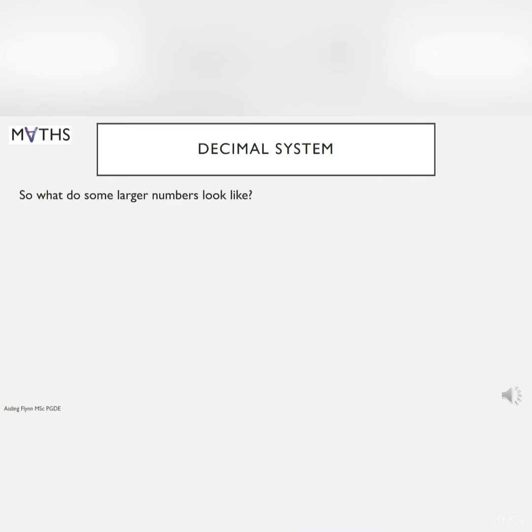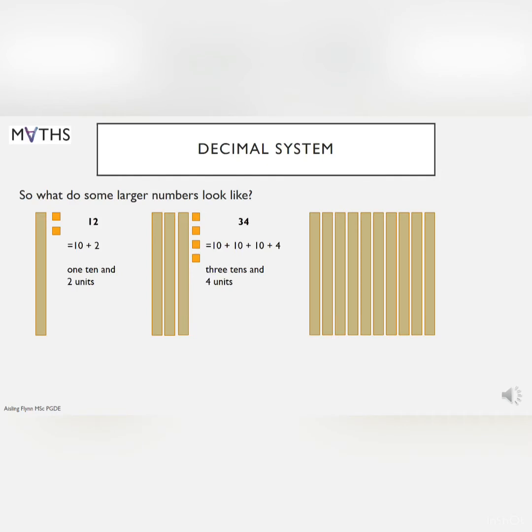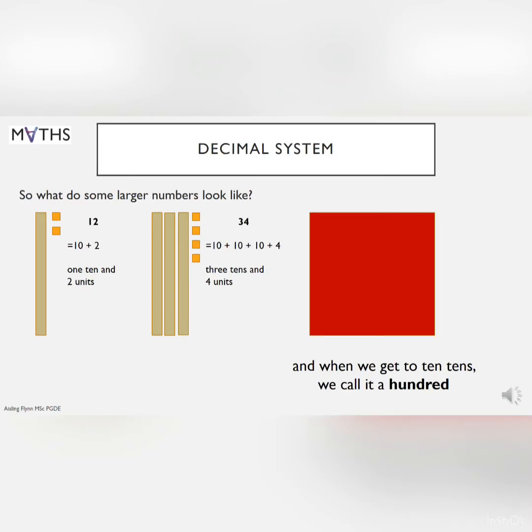Let's look at some larger numbers. Here we have 12. 12 is made up of 10 plus 2, or 1 ten and 2 units. This number shows 34. 10 plus 10 plus 10 plus 4, or we have 3 tens and 4 units. Again, you're going to get tired of drawing tens as you move to very big numbers. So we will use the fact that 10 tens is 100 and show it like this.